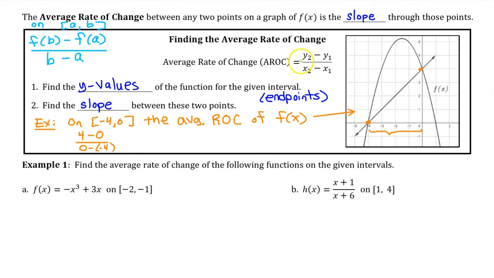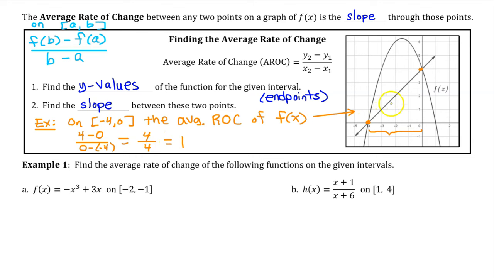So we do y2 minus y1. So that's 4 minus 0. And then divided by x2 minus x1. So that's 0 minus -4. 4 minus 0 is 4. 0 minus -4 is 0 plus 4, which is 4. So of course we get 1.